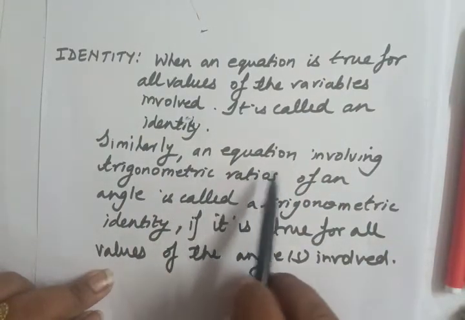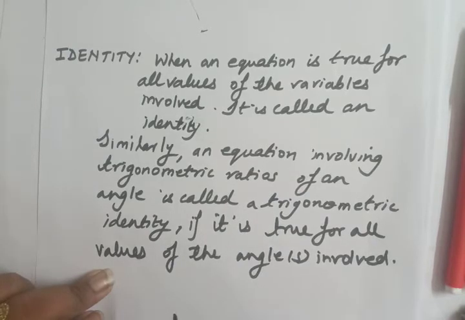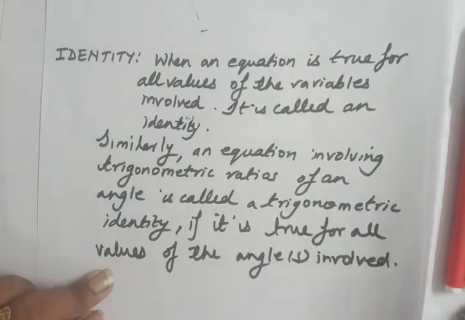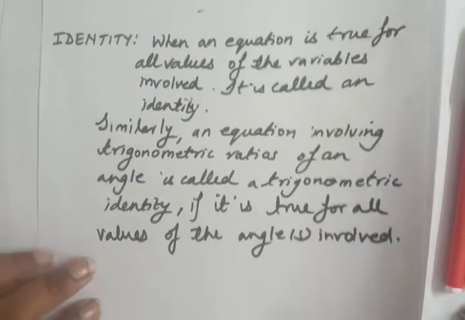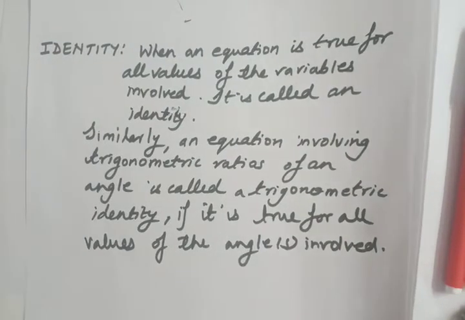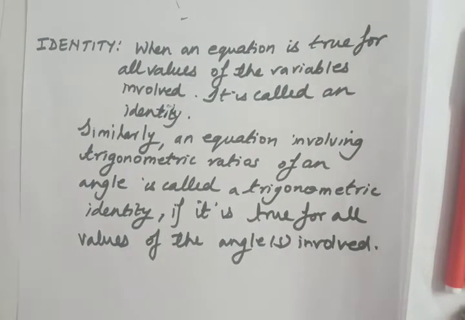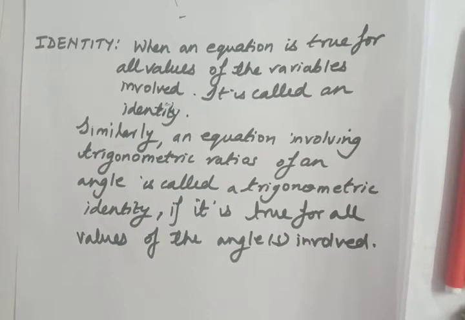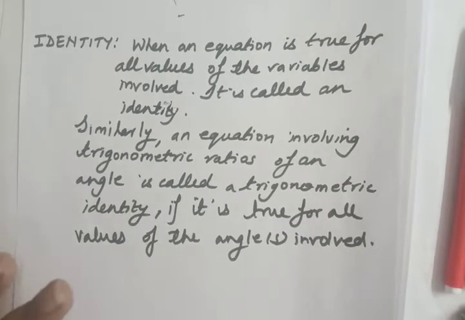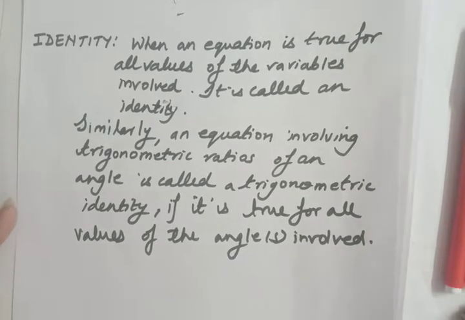Similarly, an equation involving trigonometric ratios of an angle, which we are dealing with in this class 10th for the acute angle only, is called a trigonometric identity if it is true for all values of the angles involved. I just want to recall that in the introduction to trigonometry in class 10th, we are dealing with the right angle triangle and an acute angle. I hope what trigonometric identities are is clear to you.